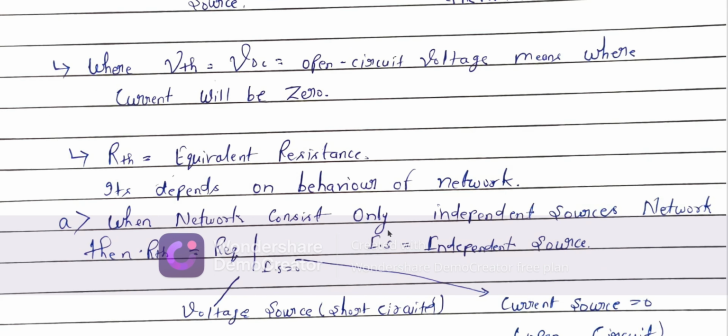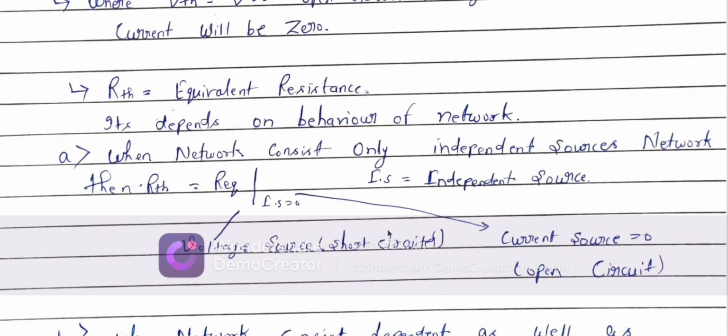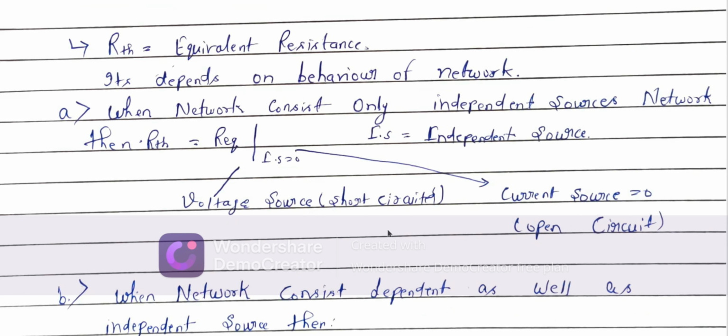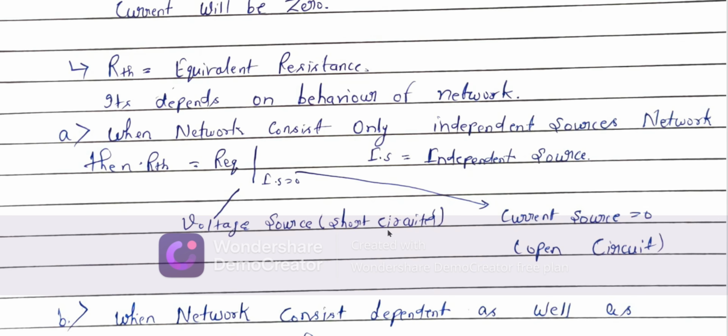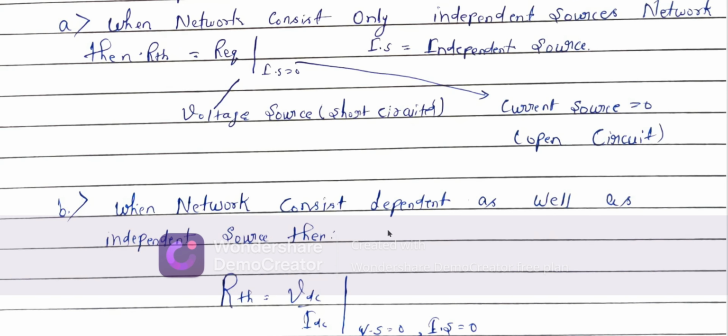Why does this depend on the behavior of the network? Because if independent sources as well as dependent sources are there in the circuit, then for independent sources, the voltage source will be replaced by a short circuit and the current source will be replaced by an open circuit. Is this understandable? I repeat: if the independent source is a voltage source, it is replaced by a short circuit, and a current source is replaced by an open circuit.